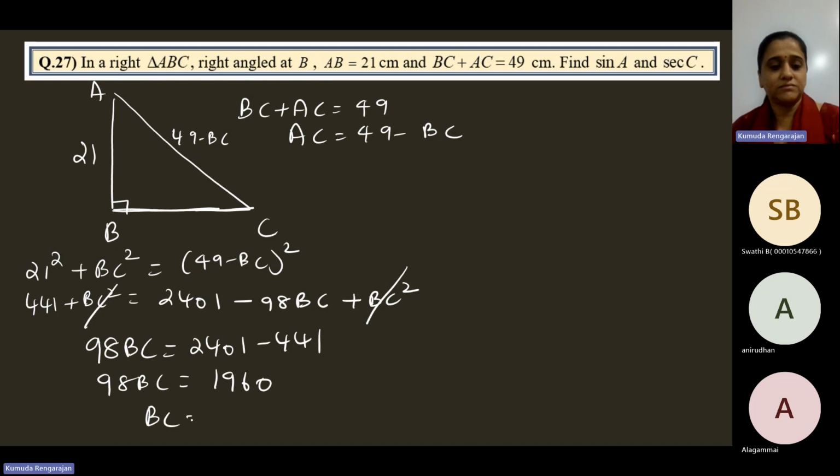BC is 20. Oh, she's laughing. She's using the calculator. She doesn't know. Okay. BC is 20. Correct? That's all. Now, what's the other way of doing it?